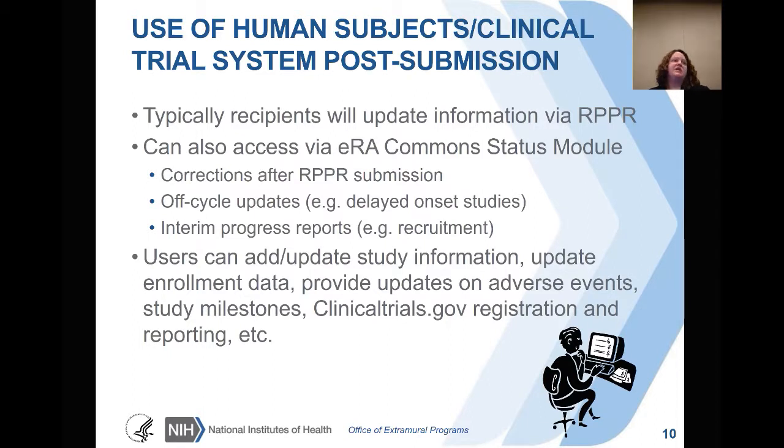Also, if your IC has asked that you submit interim progress reports, you can provide that information through this system, for example, reporting recruitment data more often than just once a year, but every 6 months, for example. Within the system, you can add and update study information. You can update enrollment data. You can provide updates, for example, on adverse events, how you've been meeting your study milestones, as well as clinicaltrials.gov registration and reporting. So again, most of these things would be by completing that form in the RPPR, which would be your interaction with the system.